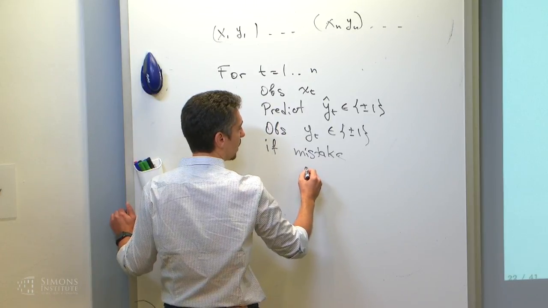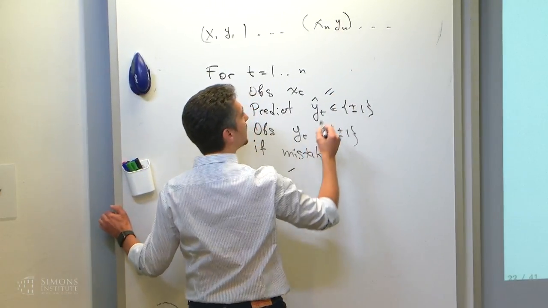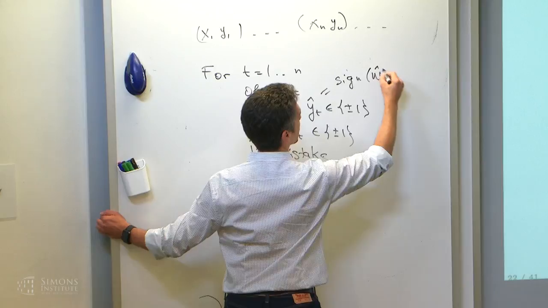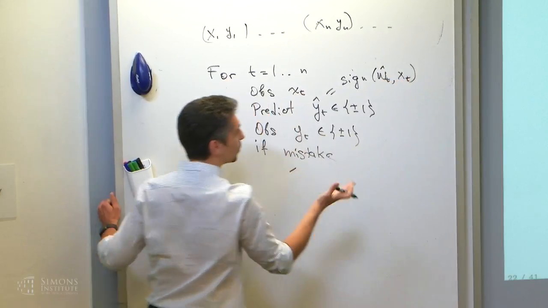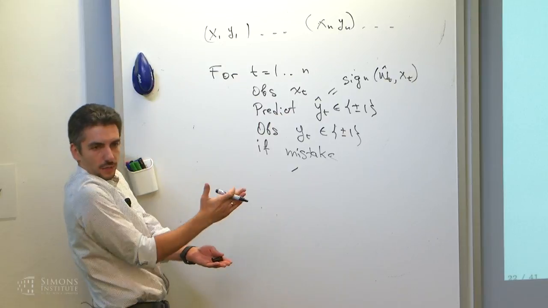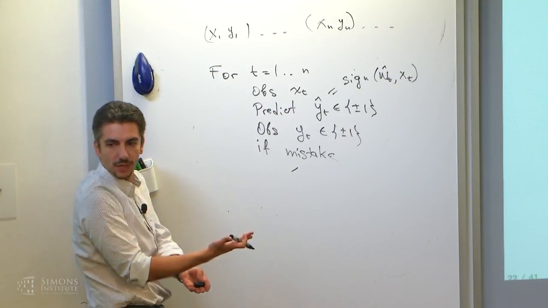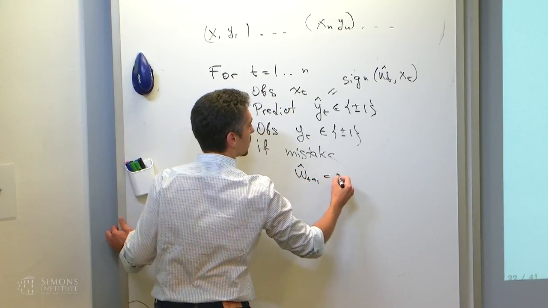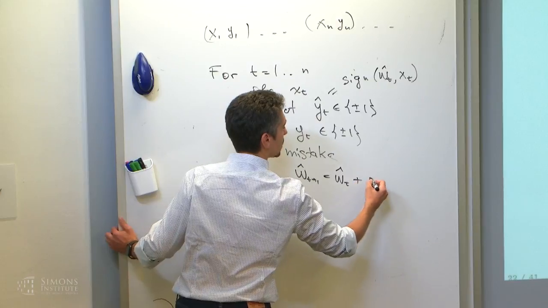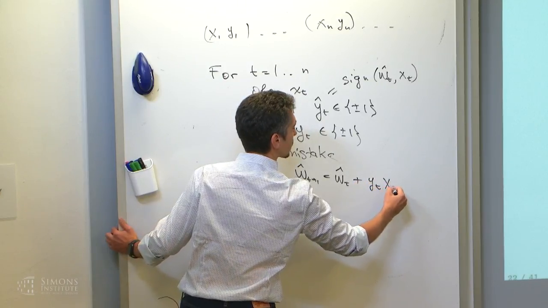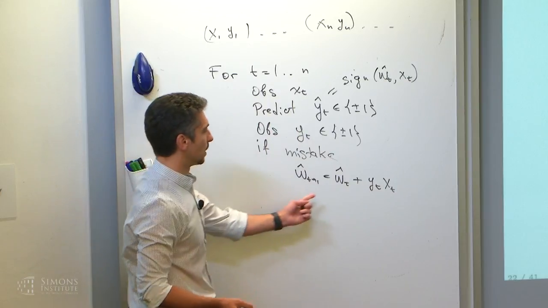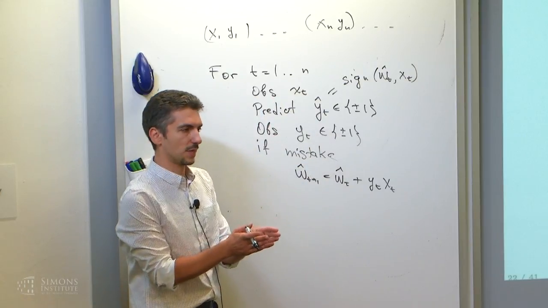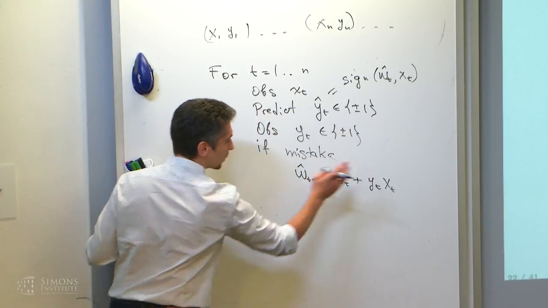They're made by ŷ_t, which is the sign of ŵ_t times x_t. So you make predictions according to your current hyperplane, and then you update the hyperplane. If there is a mistake, then you correct your hyperplane: ŵ_{t+1} is ŵ_t plus y_t x_t. And there is no step size here because you can rescale everything. The data are separable, and so there is a reason why you don't need the step size here, or it wouldn't change anything.